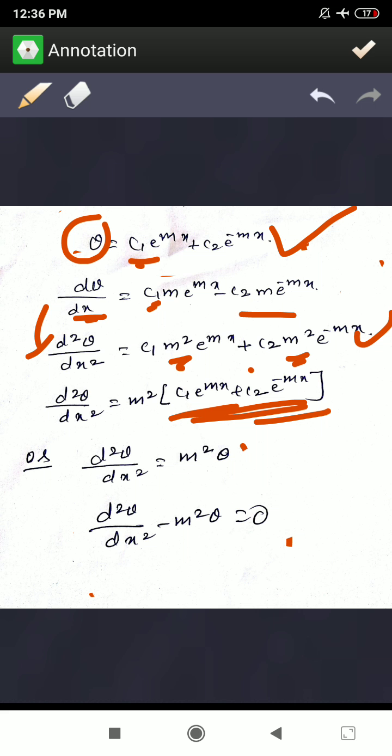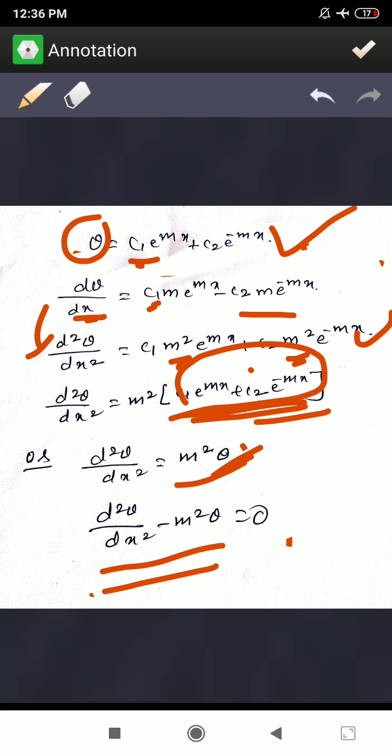So I can substitute this with theta, so that d square theta by dx square is equal to m square theta. So I can take this to this side, it becomes d square theta by dx square minus m square theta is equal to 0.